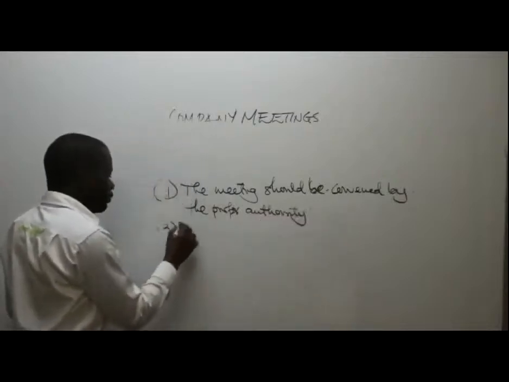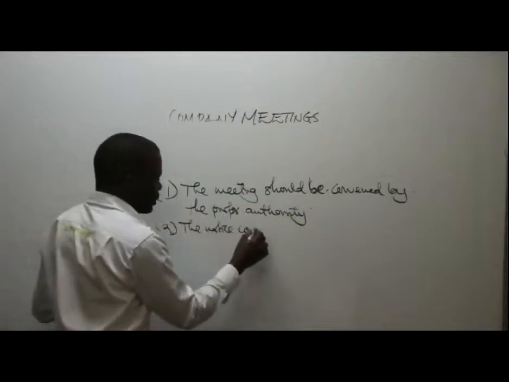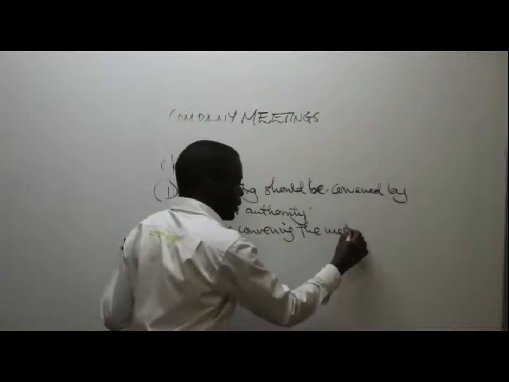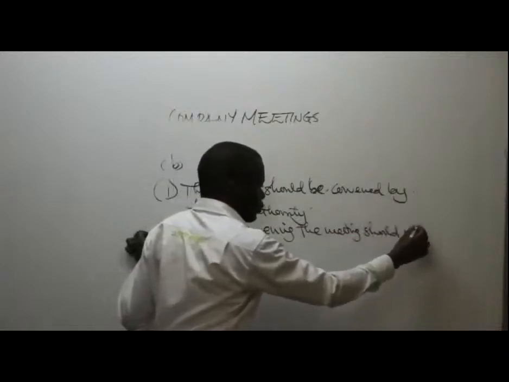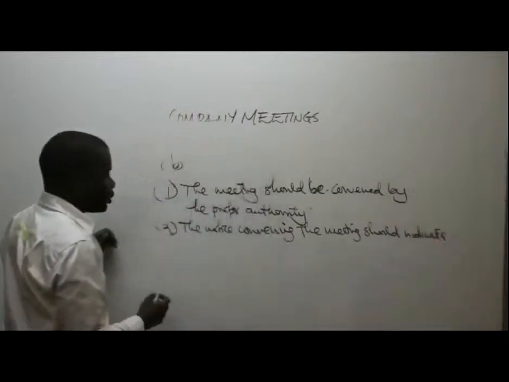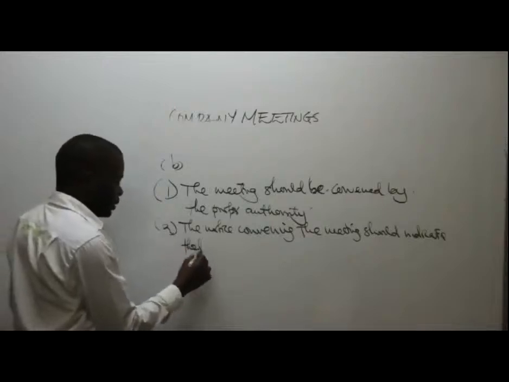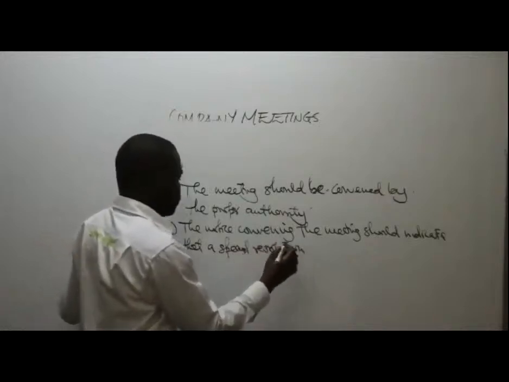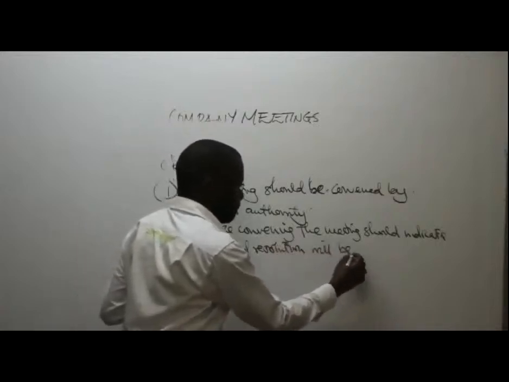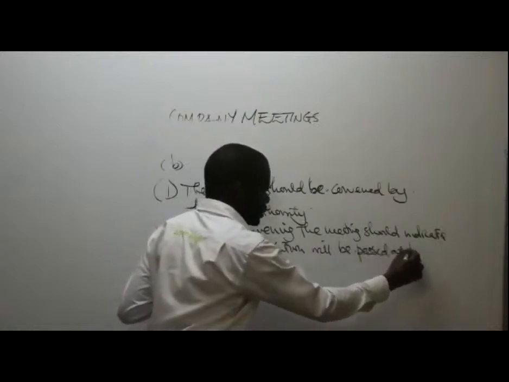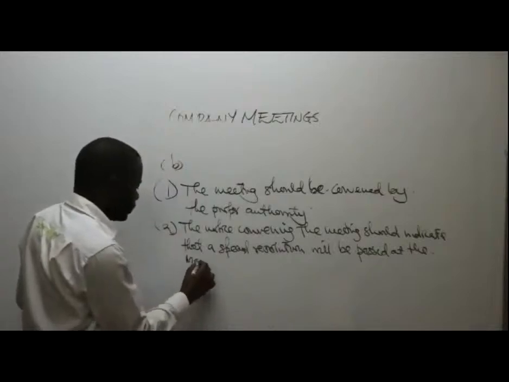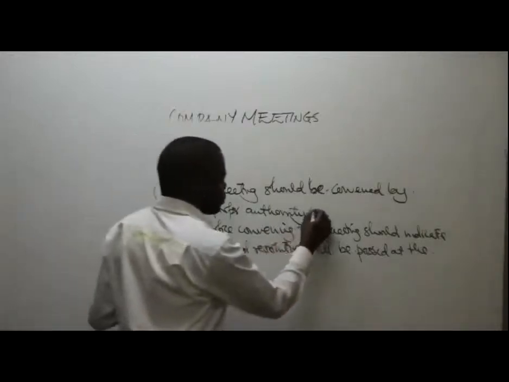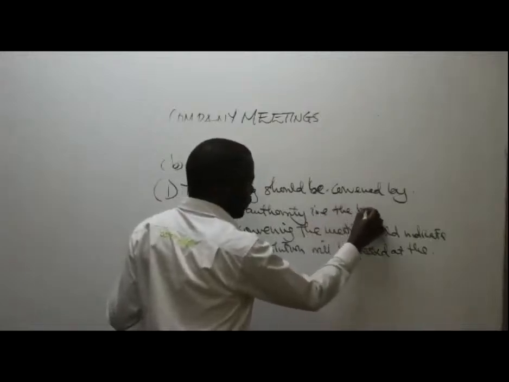Then number 2, the notice convening the meeting. So this part B, the notice convening the meeting should indicate that a special resolution will be passed at the meeting, i.e., here you can put i.e., the board of directors.